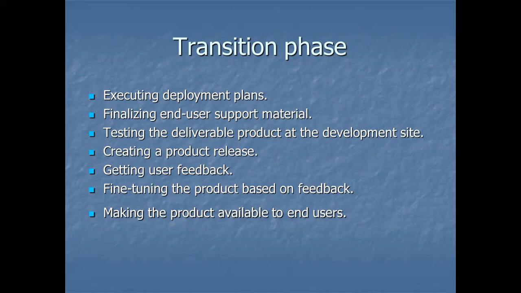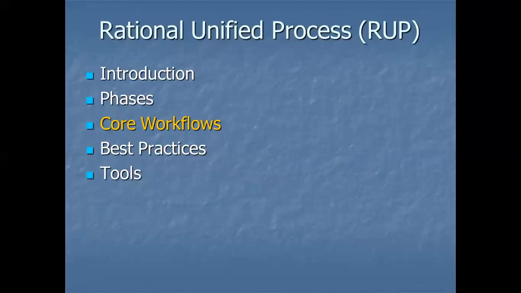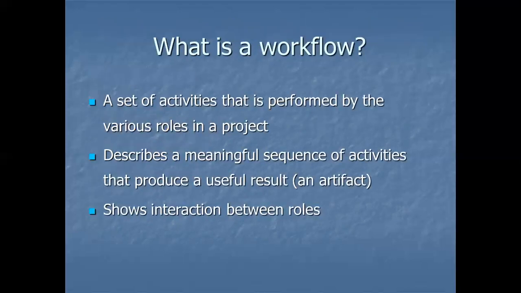That is the transition phase. There are four phases of RUP, the rational unified process. The first one is the inception phase, the second one is the elaboration phase, the third one is the construction phase, and the fourth one is the transition phase. These are the four phases of the rational unified process. Okay, that's it.